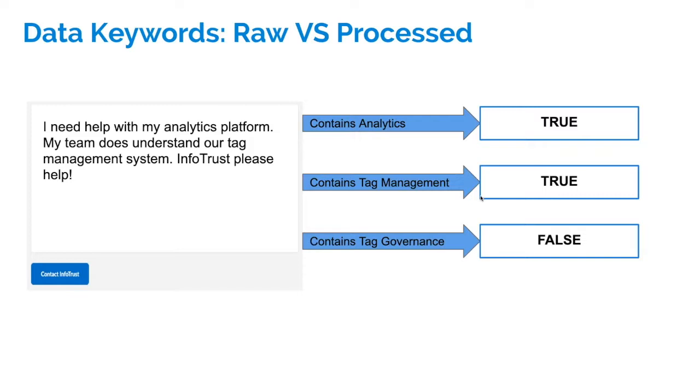I might have a table of all the customers that had a comment that contained analytics. And then we could also use tag management. So now we were able to process these raw tables into processed tables that hold values.